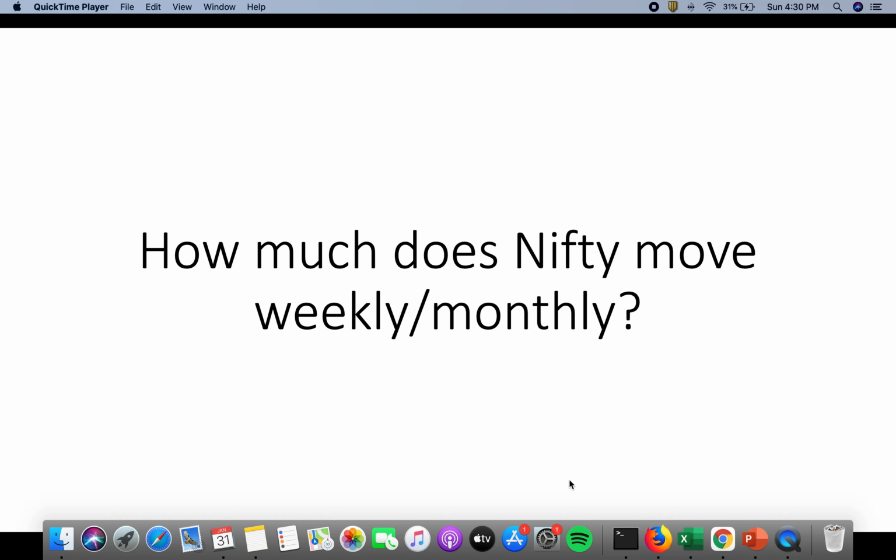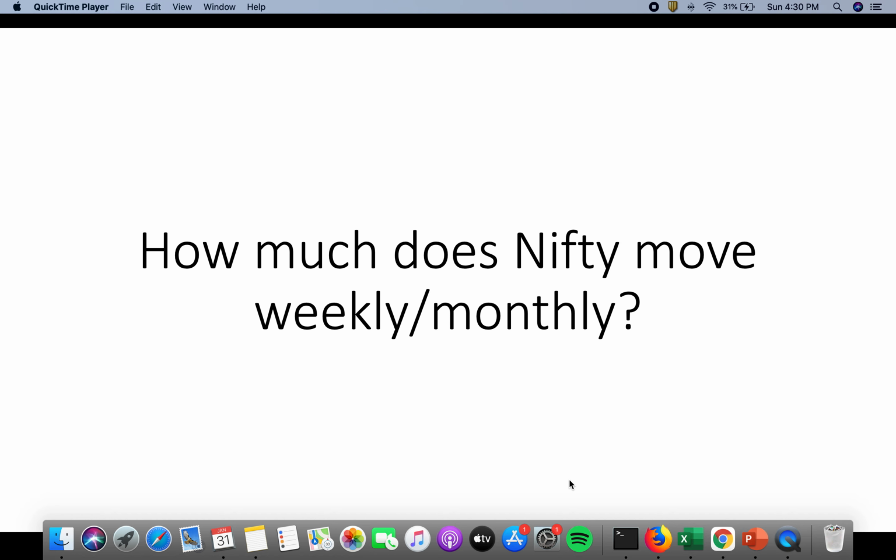We are going to talk about the movement Nifty has shown on a weekly basis and on a monthly basis in the past. Now it is important for us to know this because whenever we deploy any option strategy, it has a certain range or break even till which we are safe and beyond which we start losing money.